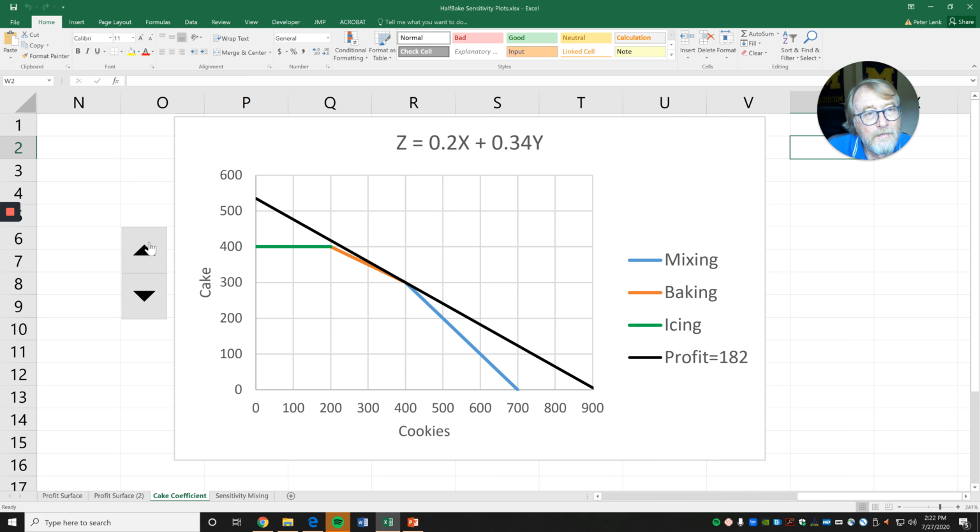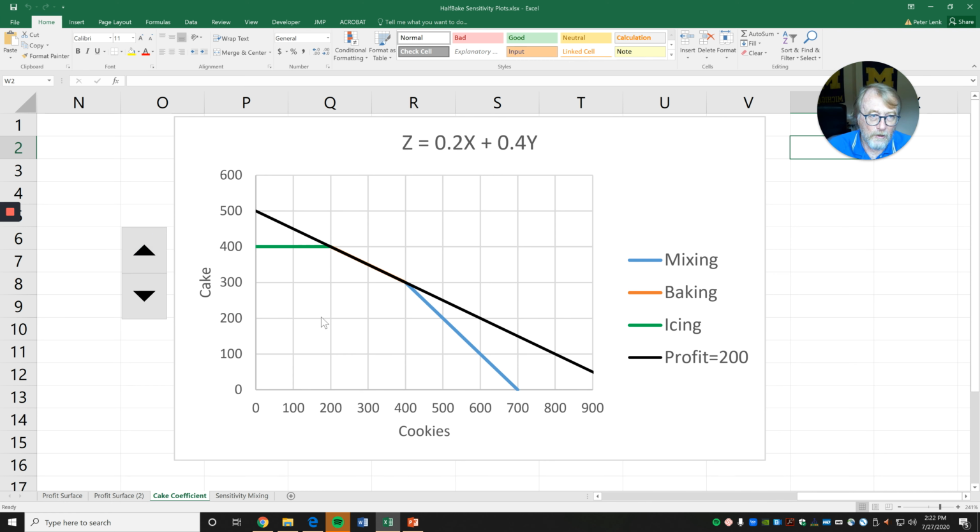0.34. Now the key value is 0.4. What happens when I get up to 0.4? 0.36, 0.38, I'm at $194, and now I'm at 0.4. Now the ISO profit line, I'm making $200. A solution would be 400 and 300, but I'm actually picking up any of the solutions along here.